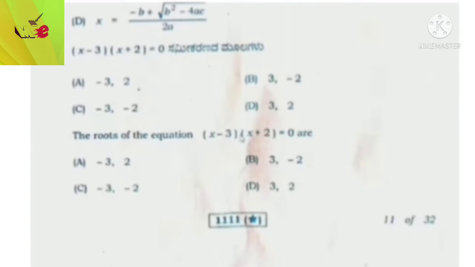Next, 14th one: the root of the quadratic equation (x minus 3)(x plus 2) equal to 0. Directly we can find the roots, since it is given equal to 0. So that is x equal to plus 3 and x equal to minus 2. So that is option B.